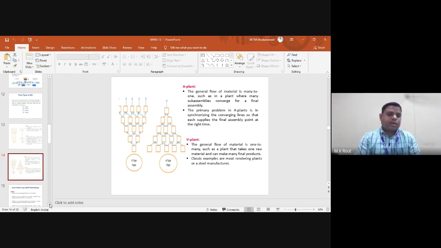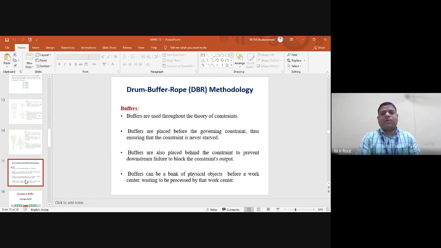Then, moving to the next and most important concept, that is drum buffer rope. As I told, in drum buffer rope synchronization, the drum is beaten or paced if you find any kind of constraint, and the buffer and rope are just to diversify and to pull the system, to make the flow of raw material move smoothly from one point to another. So before starting this drum buffer rope methodology, we have to understand the concept behind the buffer.